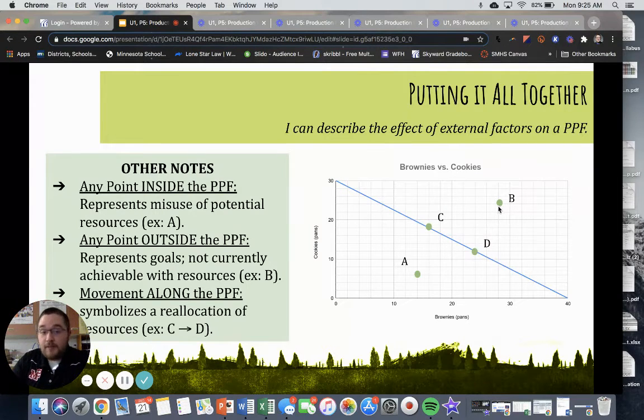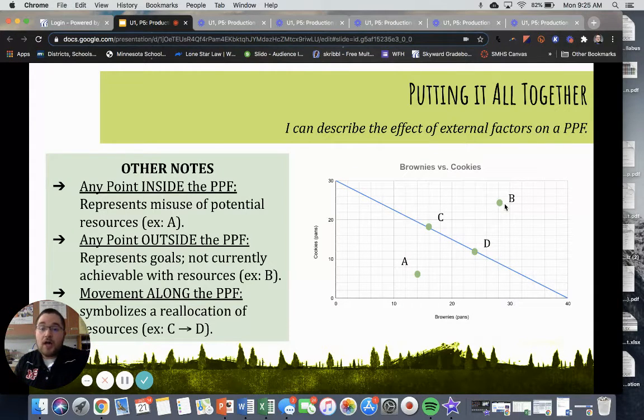Any point outside of the PPF curve, point B for example, represents the goals we have for our business that are not currently achievable with the resources we have. That would require a shift outward in our PPF curve. So we'd have to hire new people, get new technology, get new resources, etc., to allow us to get to point B on this curve.